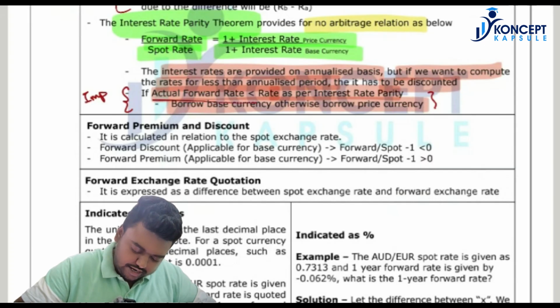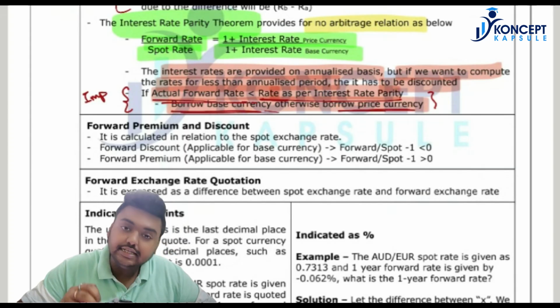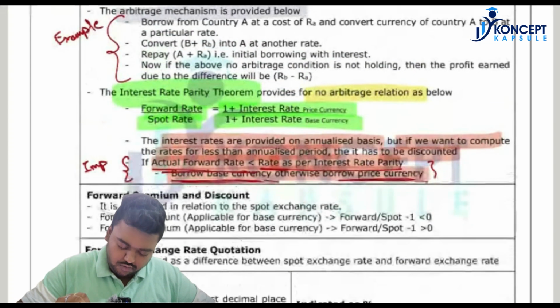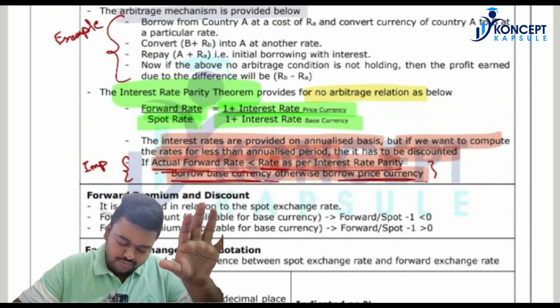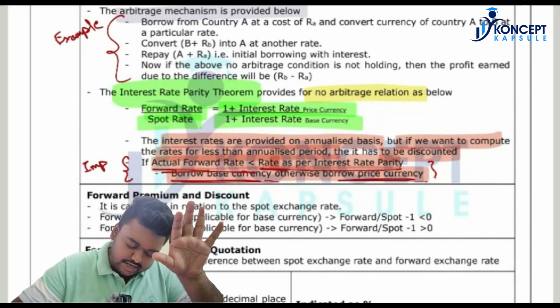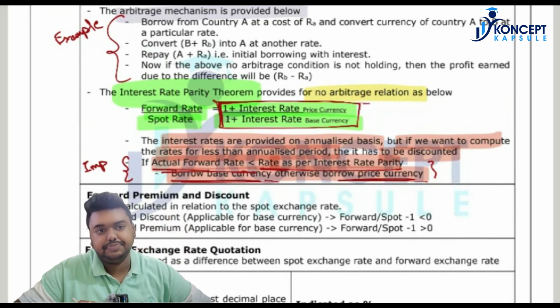If actual forward rate is less than the rate as per interest rate parity, borrow base currency, otherwise borrow price currency. Very important. What is actual forward rate? Actual forward rate is what is given to you in the question. What is rate as per interest rate parity? Rate as per interest rate parity is this. Are we clear, guys?